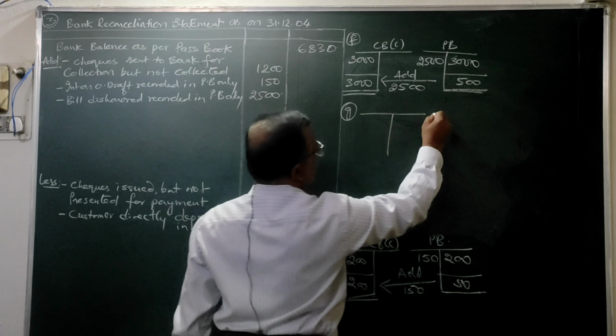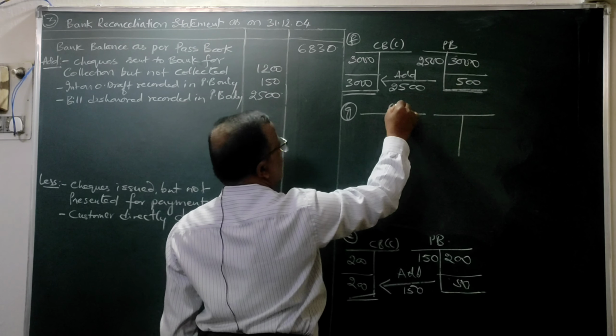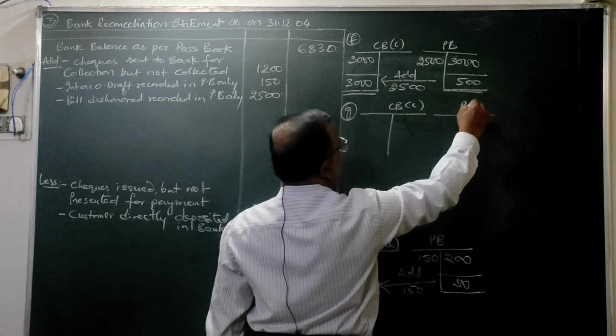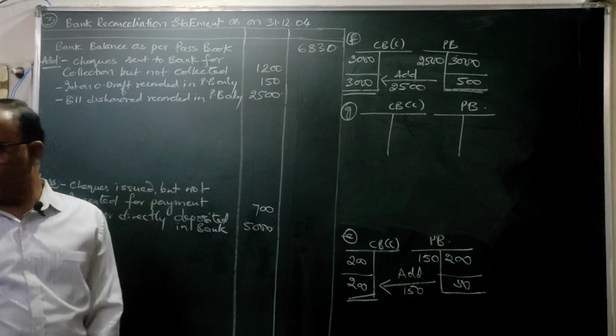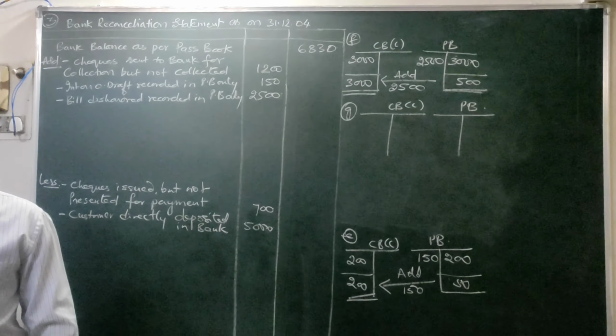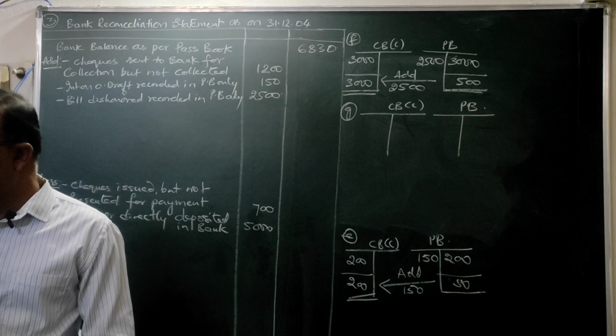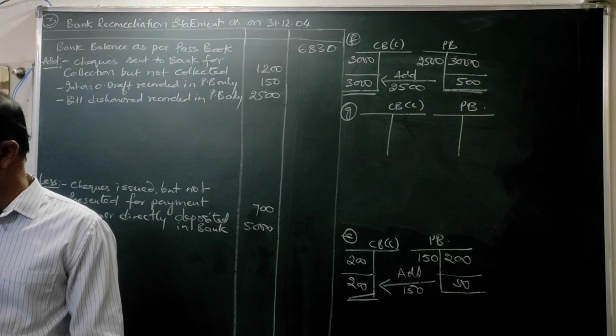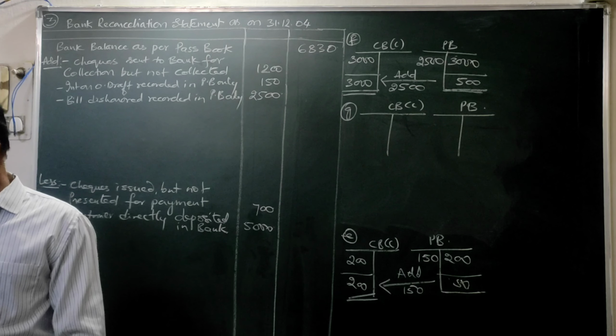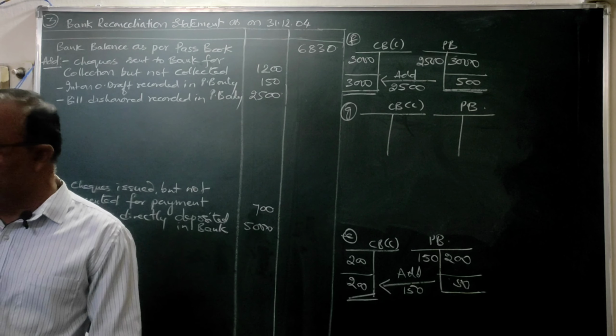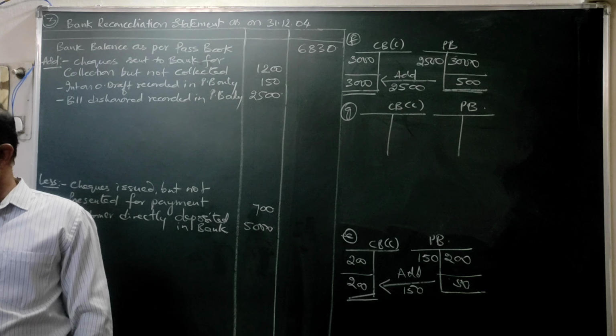See, for G part, this is cash book, passbook if you take it again. For G part, what does it say? Rupees 400 being the interest on fixed deposit is recorded in the passbook only. What does it say? Rupees 400 being interest on fixed deposit.